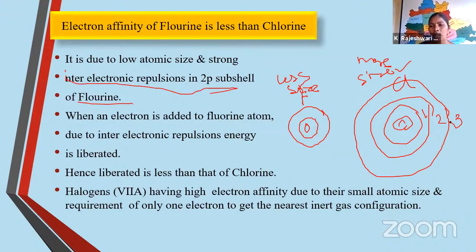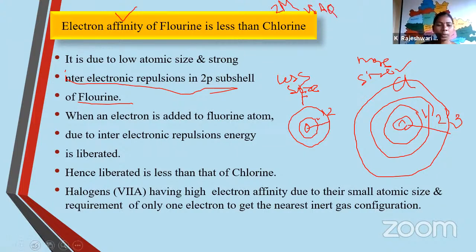But chlorine has a larger size. See here, the third shell, and here it is only the second shell. Fluorine has only 2 shells. Because the size of chlorine is larger, chlorine has more electron affinity than fluorine. That is the reason why the electron affinity of fluorine is less than chlorine. This is an important 2 marks VSAQ question. Understood, all of you?